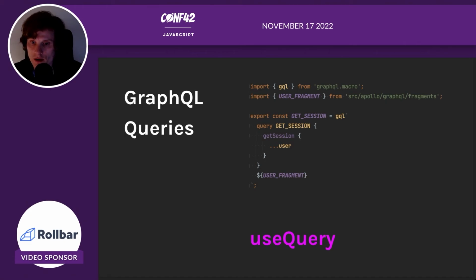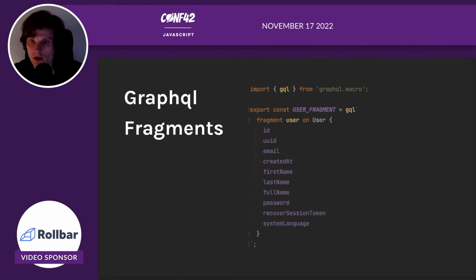Also about fragments, you can create them exactly from the type. So we have type user, and we can create a fragment of that type. We have type word, we can create a fragment of the word and reuse some fields from there.